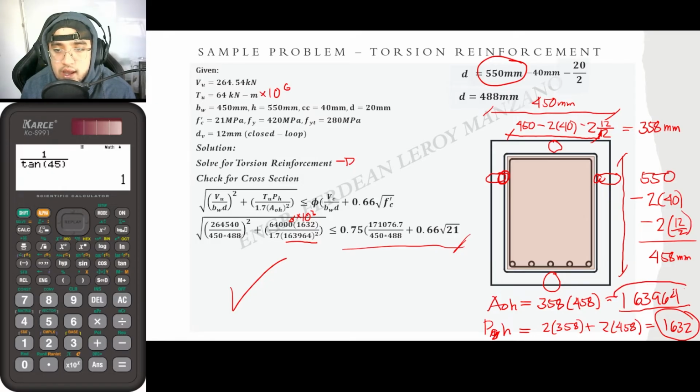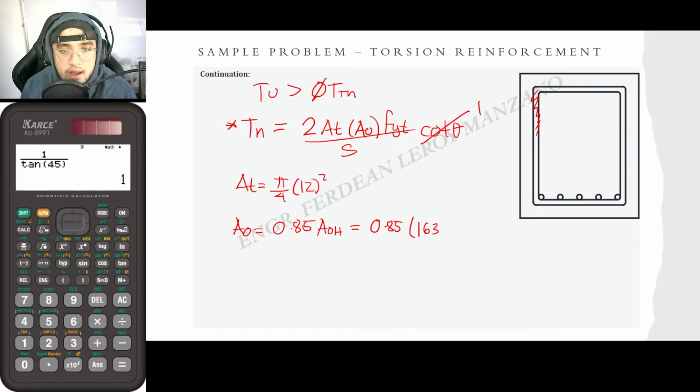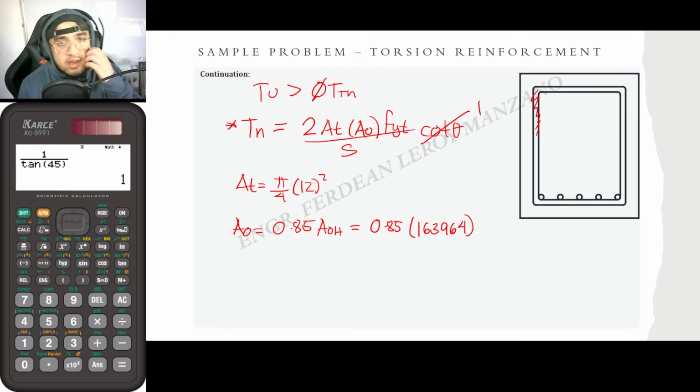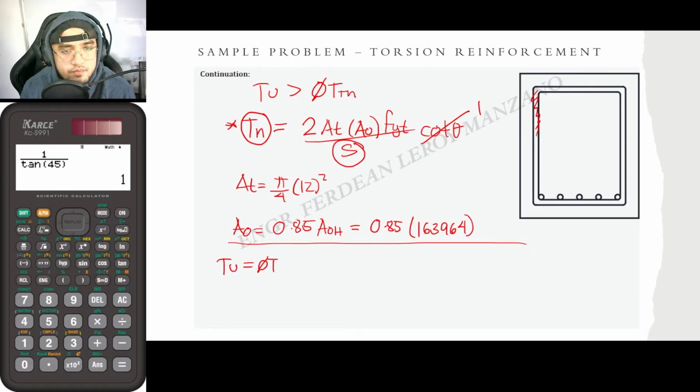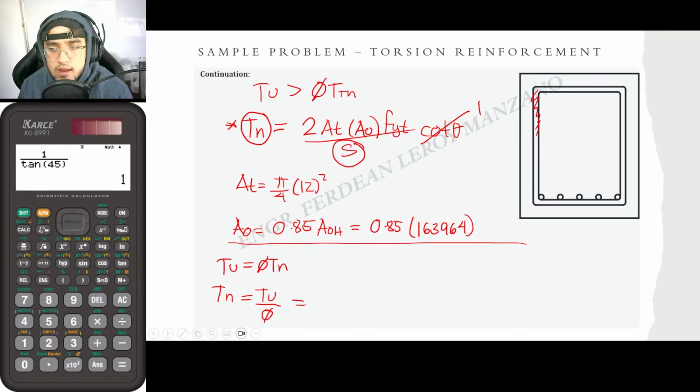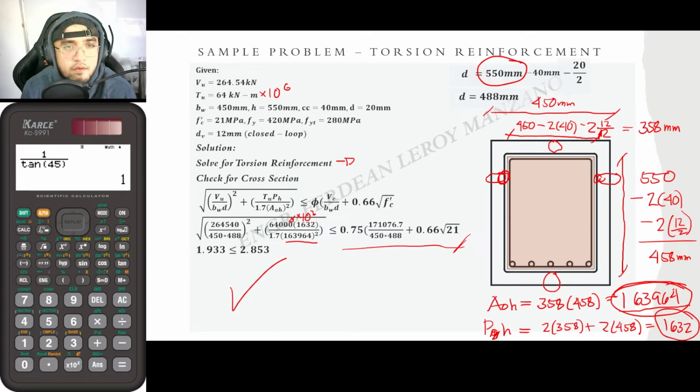A0h is 163,964. So from that, guys, we will be solving for Tn in order for us to solve for the value of S. Take note that Tu is equal to phi Tn, so Tn is equal to Tu over phi. And it is indicated in the problem that the value of Tu is equal to 64 kilonewton meter.